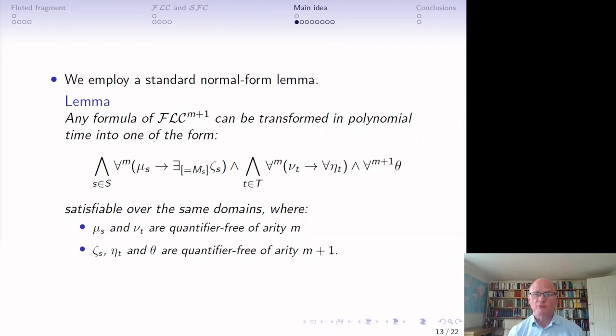Thus, normal form formulas are flat. There's at most one quantifier alternation, and this makes it easy to see what's going on when we're reasoning about models of formulas. So this is a fairly standard normal form formula that many of you will be familiar with. Of course, we've written it with variable-free notation here.